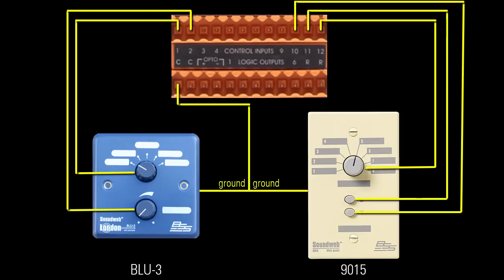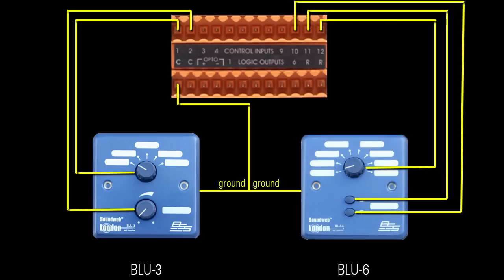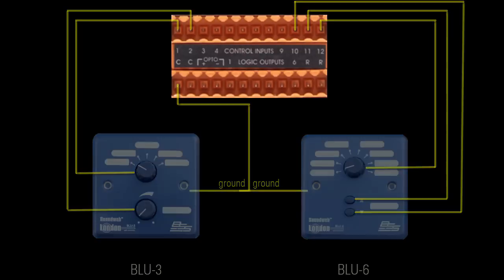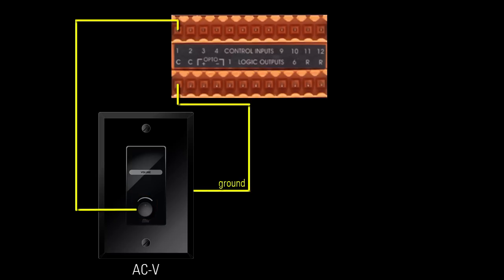This is useful for source selection of up to 8 sources and bump up, bump down volume control. You can even use this as a multi-zone volume controller. The Blue 6 is the EU version of the 9015. The Contrio AC-V is a single-gang US Decora wall controller, and it contains a single analog potentiometer. Therefore, it requires a single GPI port per controller. This is useful for volume control.